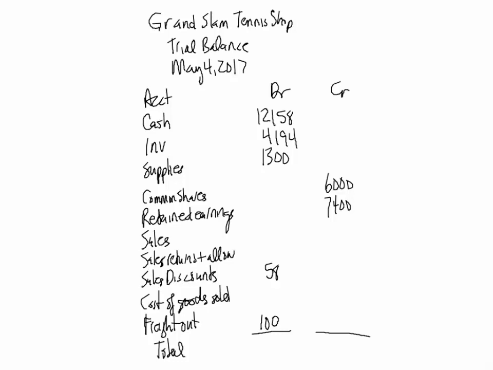So sales is 12,400. We still need sales returns and allowances. Is sales returns and allowances 1,000? Ah, 1,150. And the only thing I need is cost of goods sold. Somebody want to confirm 6840? Excellent. 6840. Now, if we've done everything correctly, the trial balance will balance.